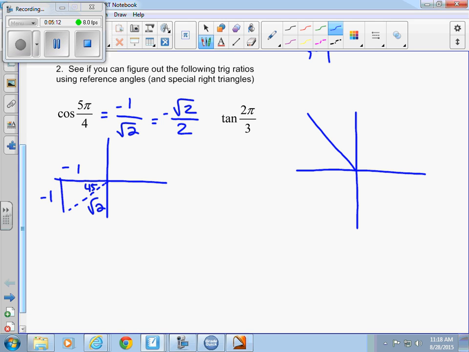60 degrees. Now, if you did that in radians, you get pi over 3. Same thing, right? So pi over 3 or 60 degrees is my reference angle. How did I find that? Subtract it from 3 pi over 3.